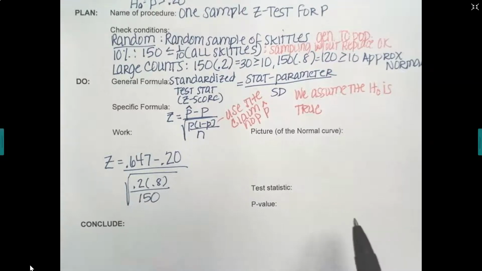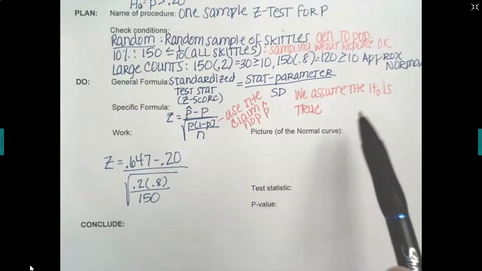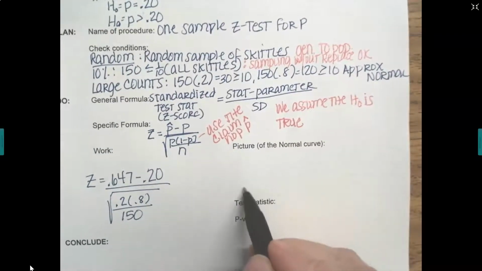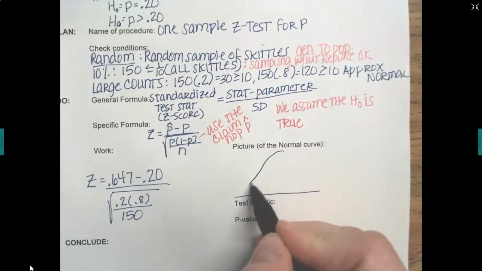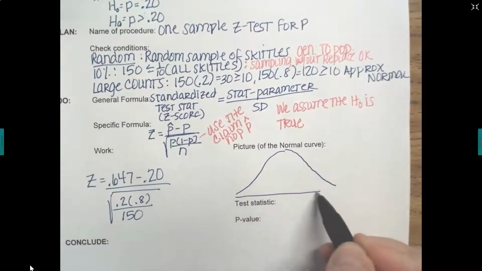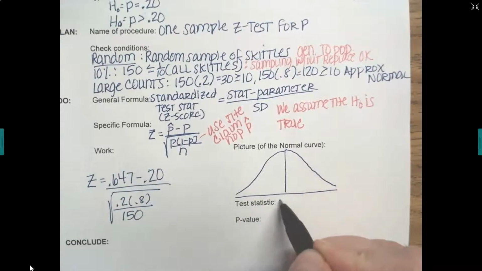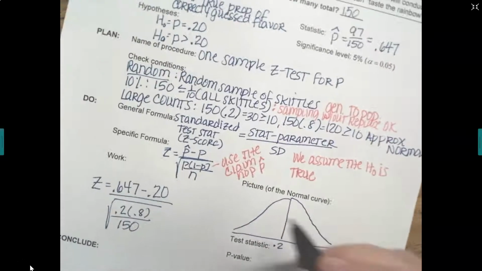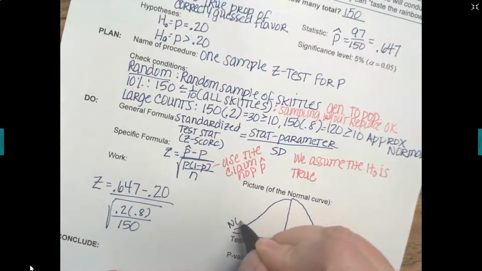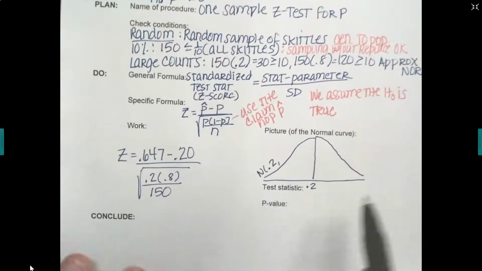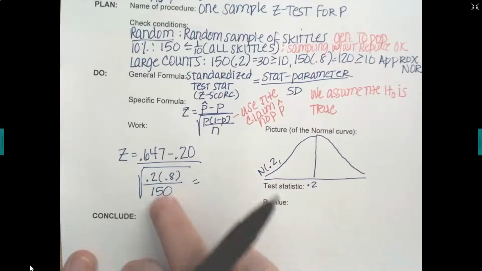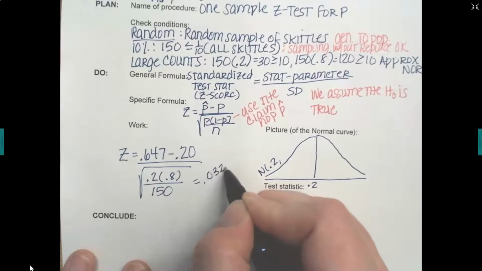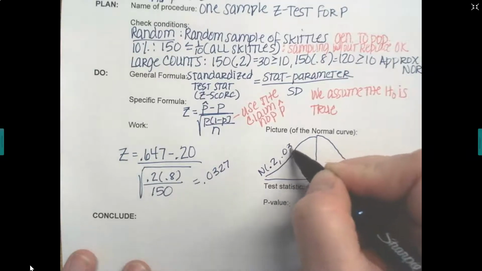Okay, we want to be sure we draw a picture of what we're talking about. So we want to know what's the likelihood of being this extreme or further. So we have our normal curve, and we know it's normal because we did our large counts. The mean is at 0.2 because that's what the claim is. That's the population. So we're saying it's normal with a mean at 0.2. When I found the standard deviation, I just calculated this portion of it, and I got 0.0327. So that's our standard deviation.